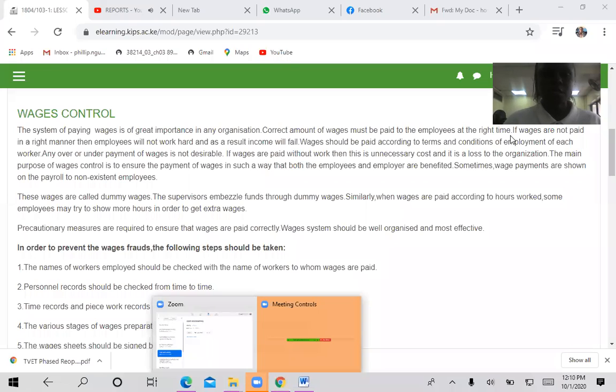Welcome to our class. Today I would like us to look at labor costing. Labor costing refers to direct wages of factory workers.